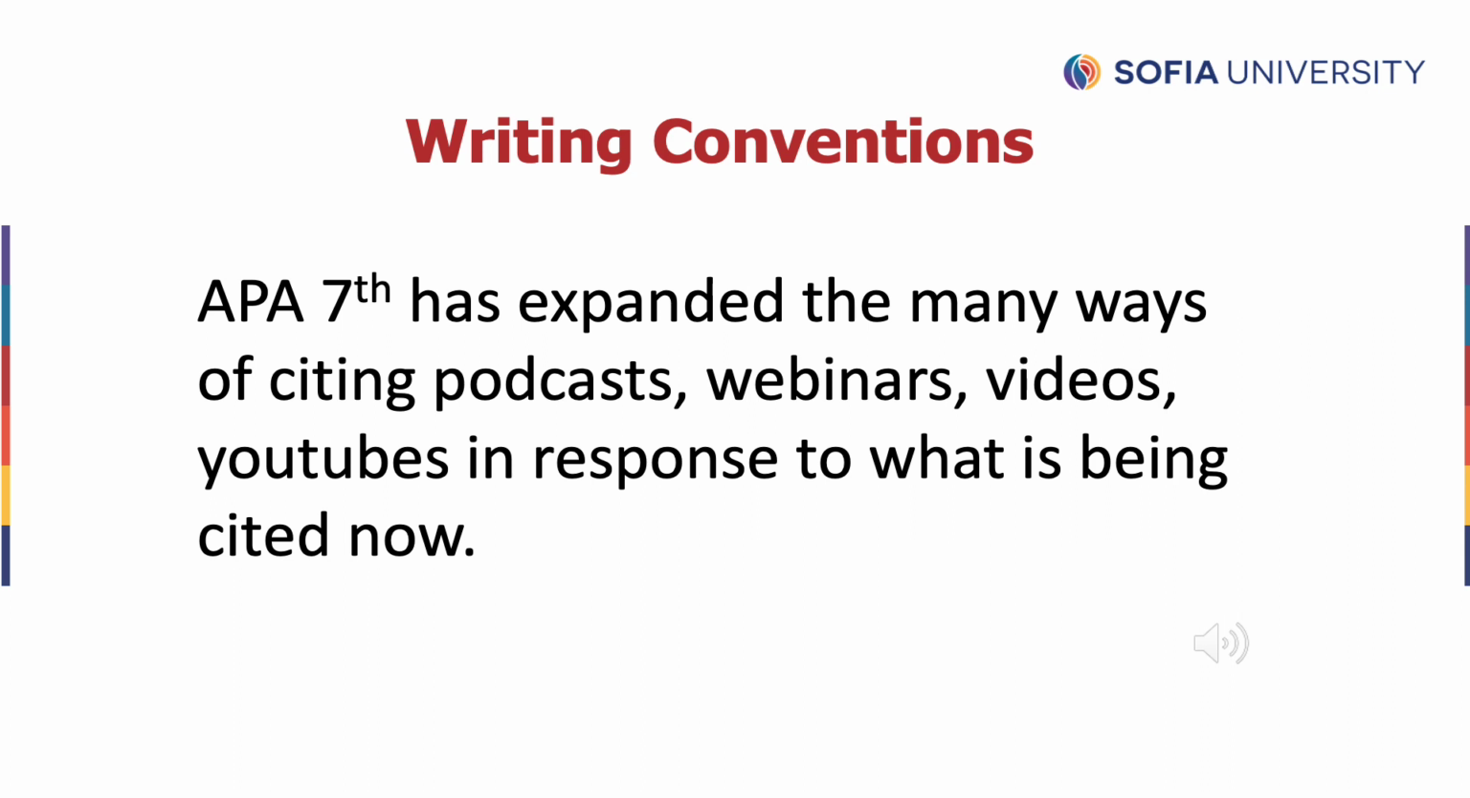APA has expanded the many ways of citing podcasts, webinars, videos, and YouTubes in response to what is being cited now in manuscripts. Why is this? Well, because more and more authors are citing online and digital sources. Therefore, new conventions for citing these have been developed. 40 or 50 years ago, almost all citations would be limited to scholarly articles and books. This is another example of how APA style has changed with the times, responding to the various media for printing and projecting text, and the various sources that are being cited.